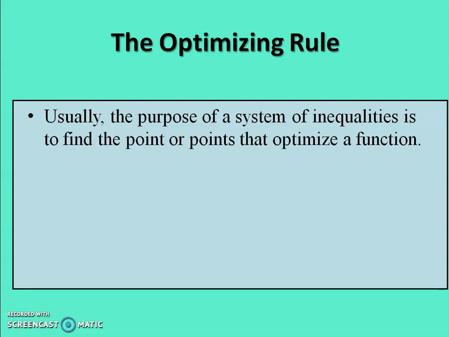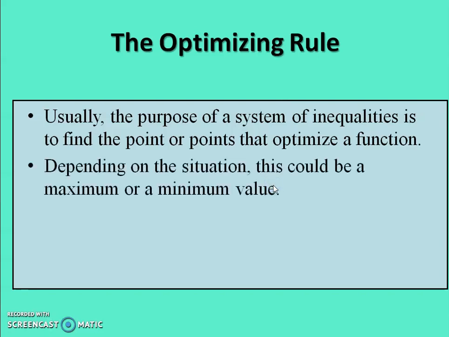This is a video lesson on the optimizing rule, which is also called the objective rule. And this comes from the idea that typically the purpose of a system of inequalities is to find the optimal point or the optimal solution. Optimal means best. Specifically, that means looking for the maximum or the minimum of some value. And we'll talk about what that value is in just a minute.